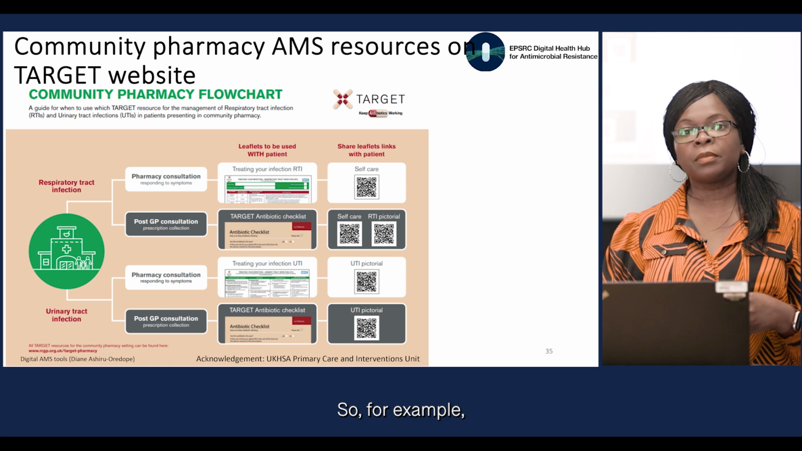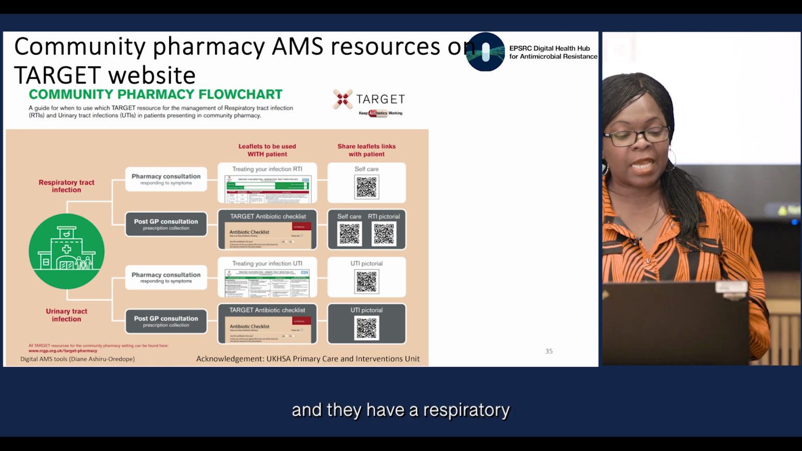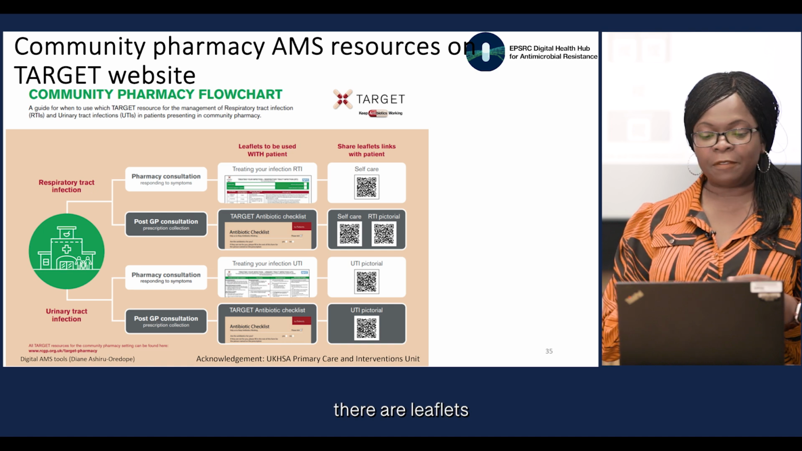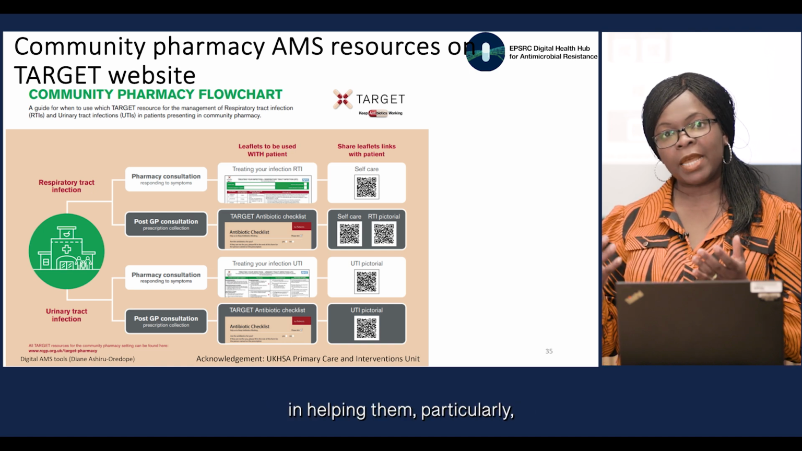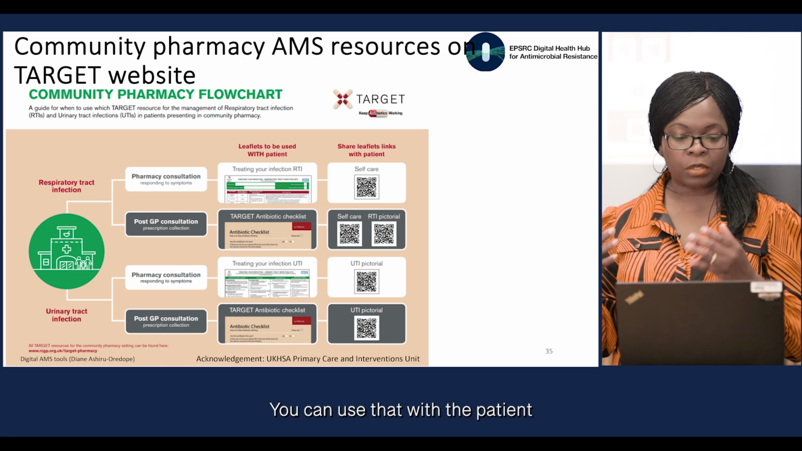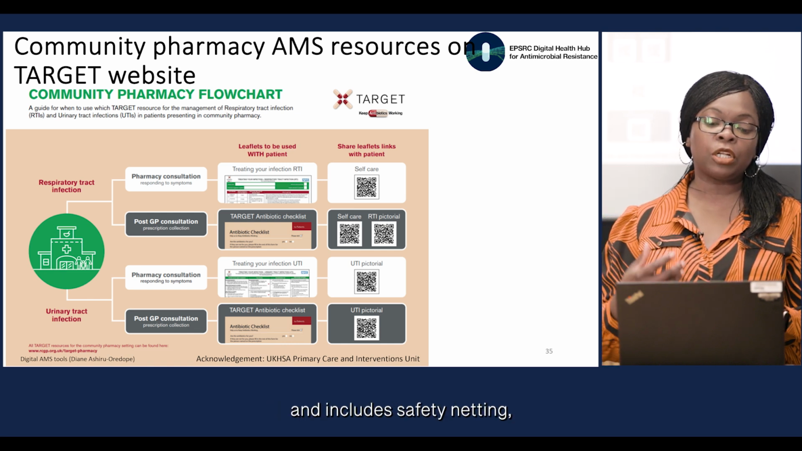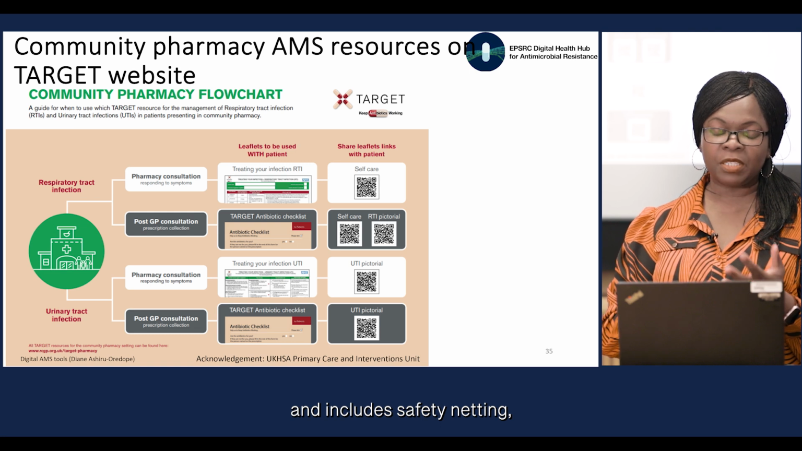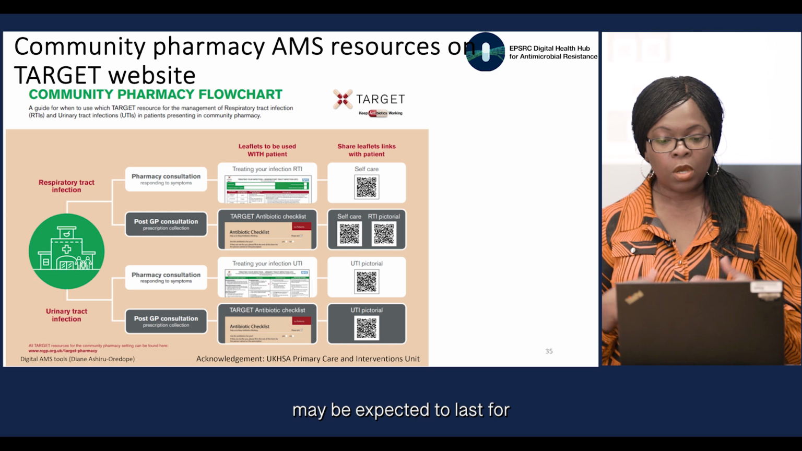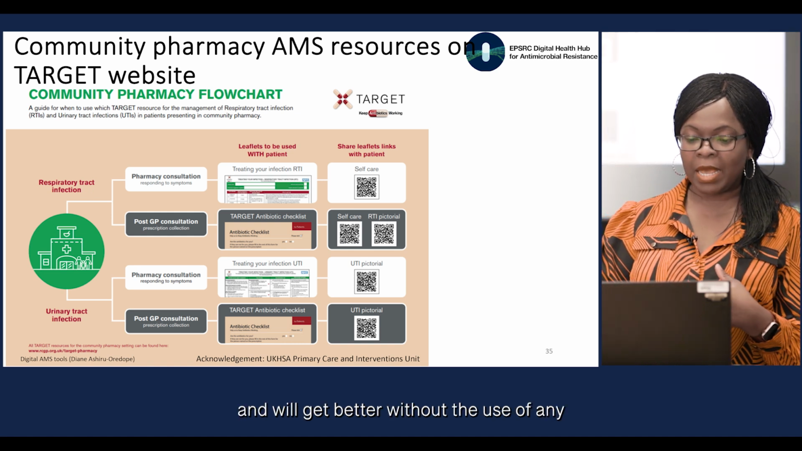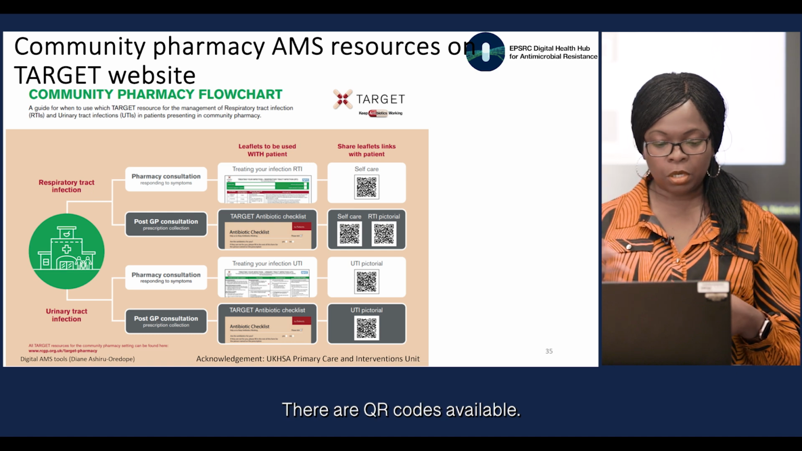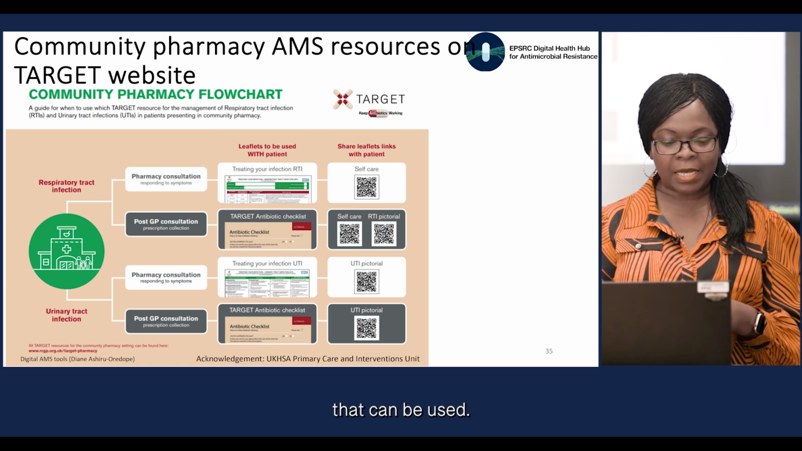So, for example, if a patient comes to a pharmacy and they have a respiratory tract infection, through the pharmacy consultation, there are leaflets that can be used with the patient in helping them, particularly for self-limiting infections, such as sore throats. You can use that with the patient, and it includes safety netting and how long the infection may be expected to last for, and will get better without the use of any antimicrobials. The leaflets can be shared with patients. There are QR codes available. There's also self-care leaflets that can be used.